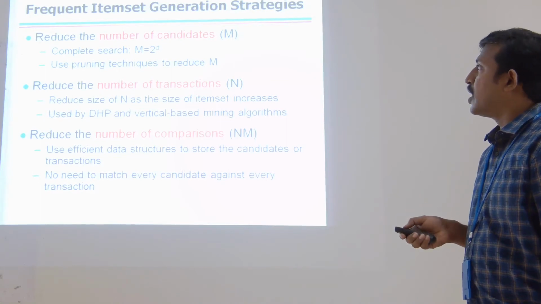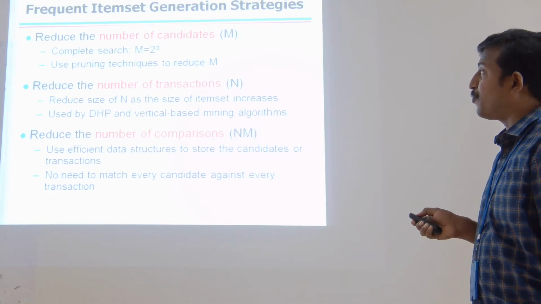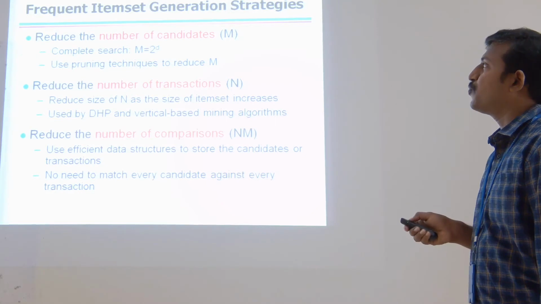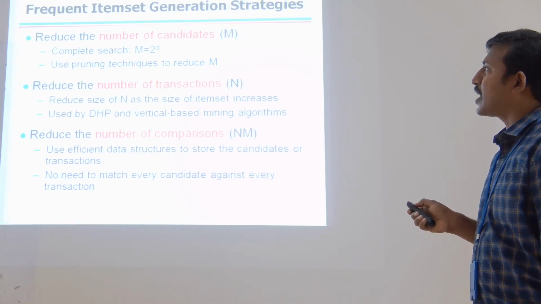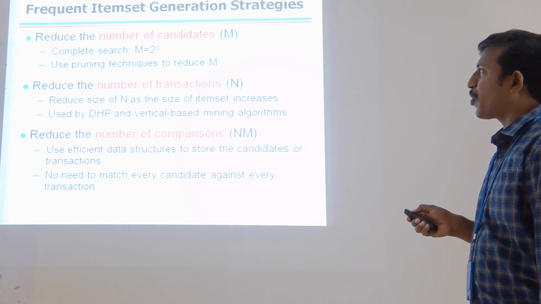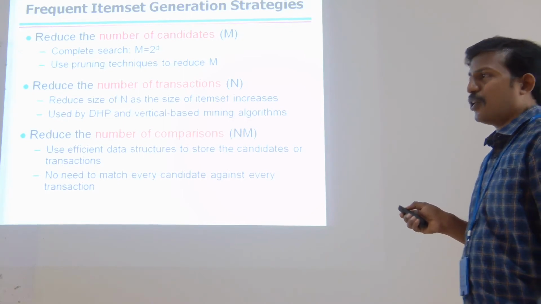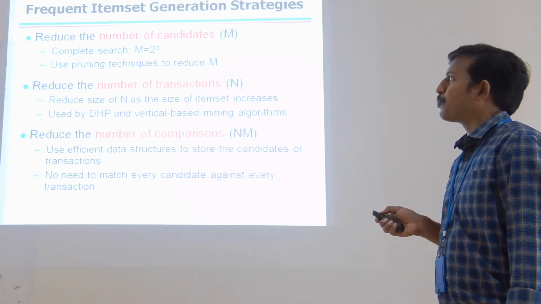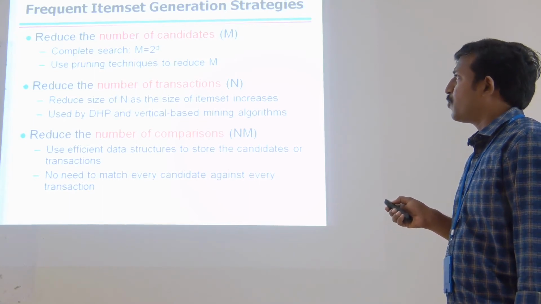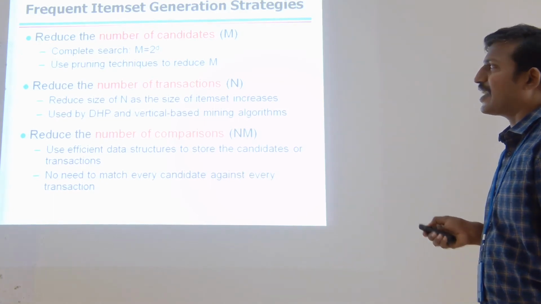The first one: either we reduce the number of candidates, reduce the number of transactions, or reduce the number of comparisons. First, reducing the number of candidates: for a complete set, M is equal to 2 power of D. Later on we use some pruning techniques using support to reduce M. If you reduce M, the time complexity of the algorithm will be reduced.